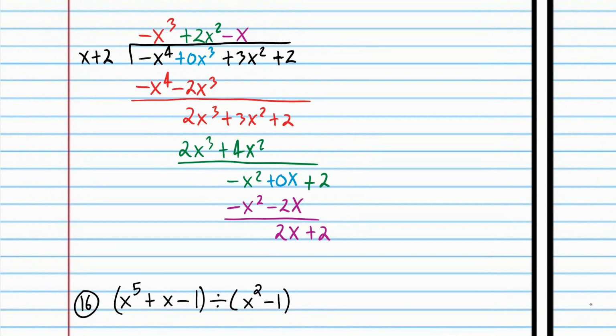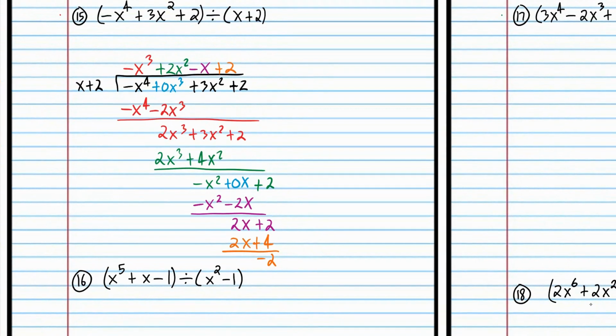So now we move on to cycle number 4. X times what is equal to 2x? And the answer is obviously 2. 2 times x plus 2 is 2x plus 4. And you can see we have a remainder of negative 2. And so we're ready to write our answer.